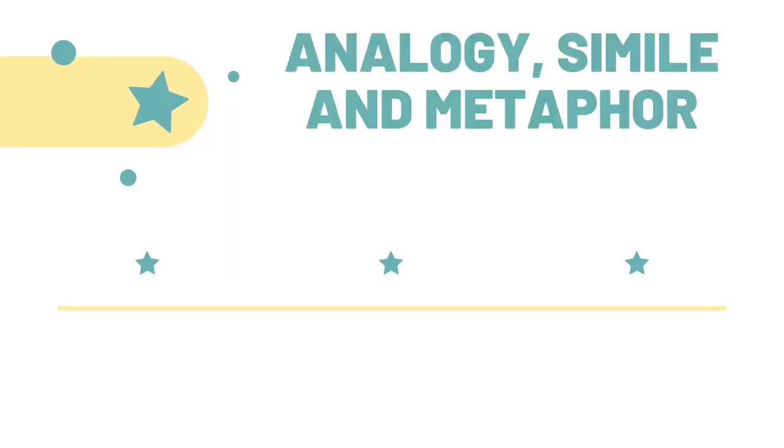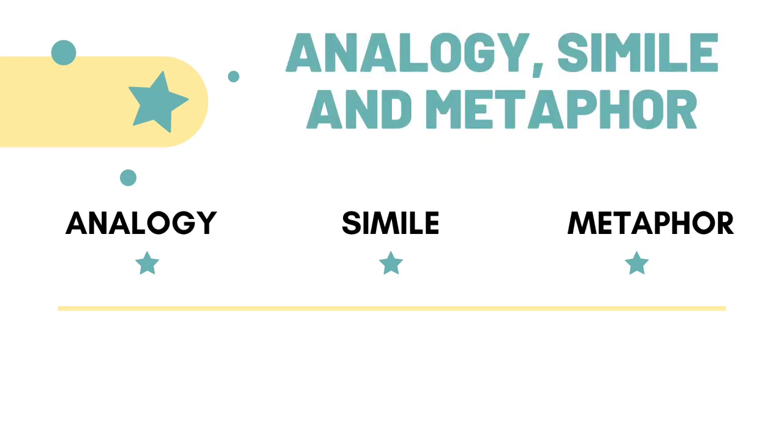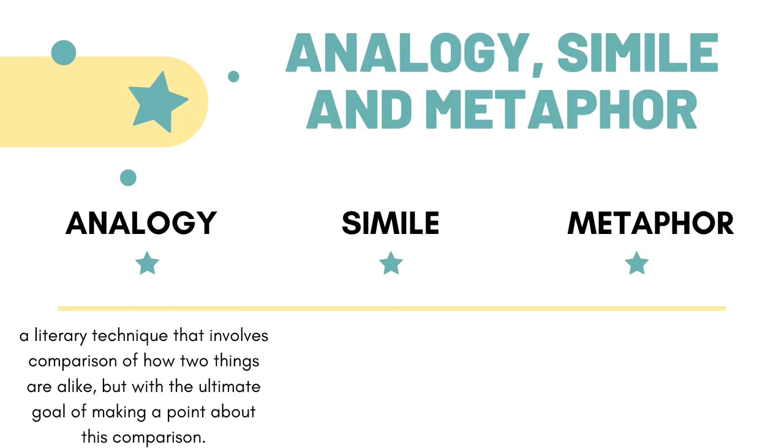Now, let's talk about the differences among analogy, simile, and metaphor. An analogy, as we said earlier, is a literary technique that involves comparison of how two things are alike. But the ultimate goal here is to make a point about this comparison.